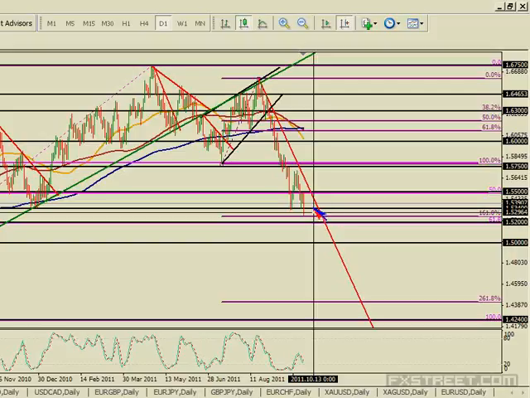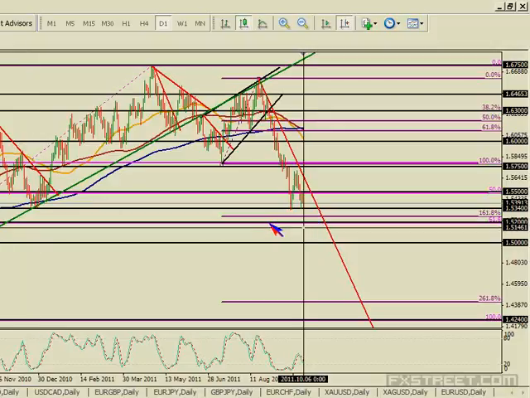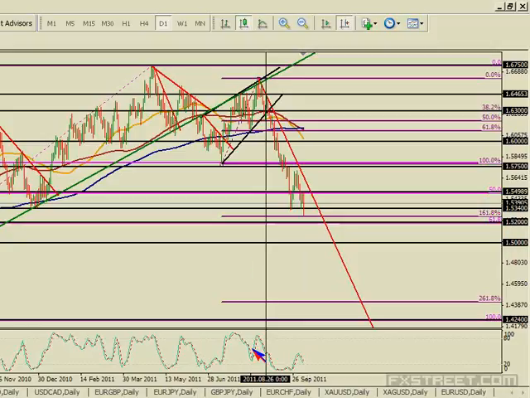Once again, my target 153.40. And then below there, my target is 152. Why 152? Well, prior support resistance, also a key psychological number, also 61.8% of this major run right here. Okay, so the 50% retracement was at 155. The 61.8% was at 152. That's my target currently still.